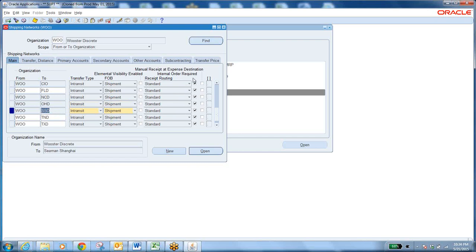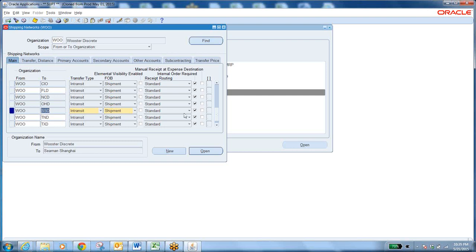Whereas I enable this checkbox, have you observed? Internal order is required. When you select this, you cannot do intra-organization transfer. Just I tried out and I failed. Why? Because due to this checkbox. When you enable this, system understands there should be an internal sales order created to ship the item from Gujarat to Hyderabad. That means Hyderabad should raise an internal requisition that should be converted as internal sales order. Based on that particular order, Gujarat can ship the item to the Hyderabad. That is where the setup is done.